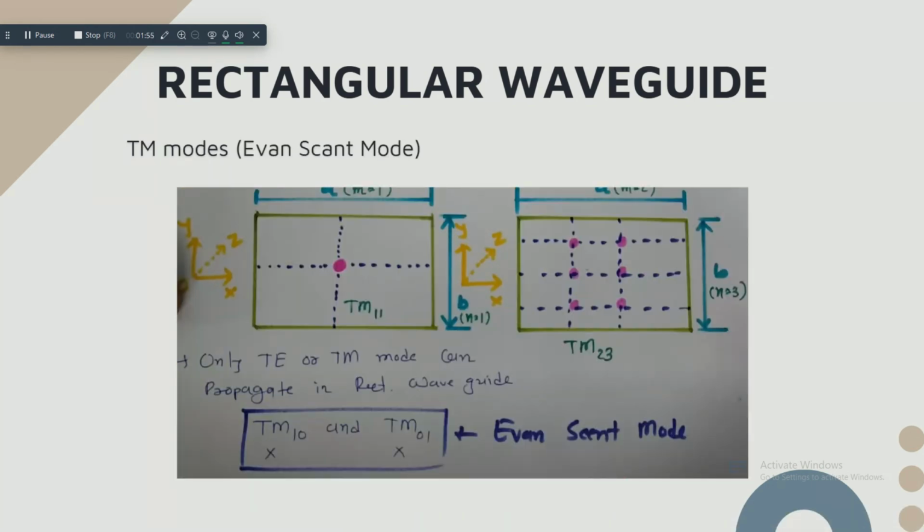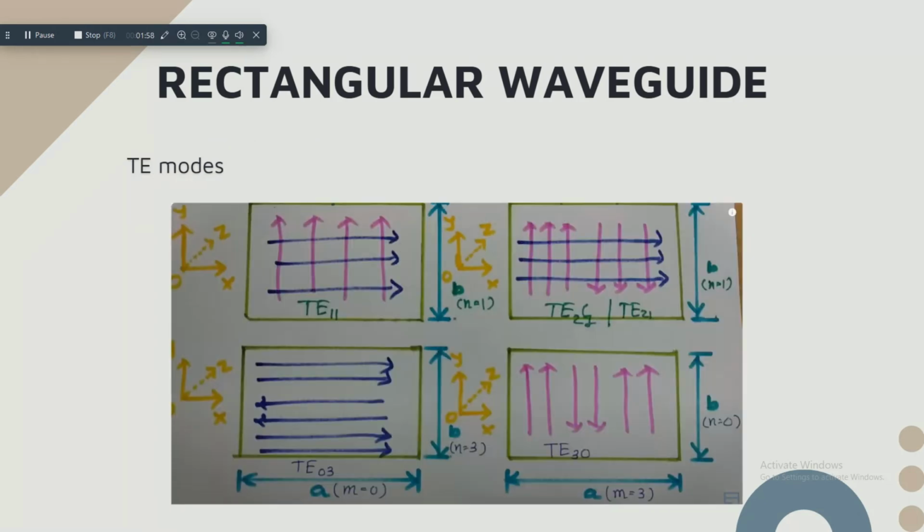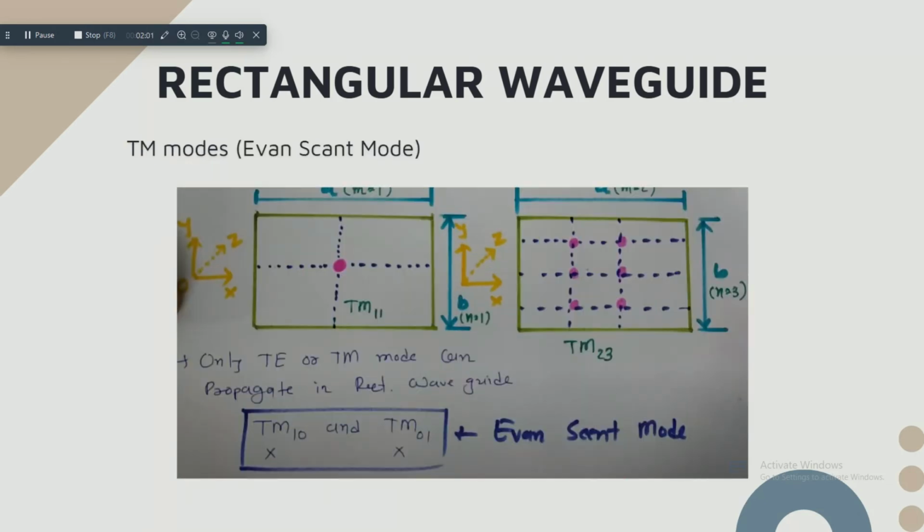Moving on to the TM modes. First, for TM mode, we can see that the rectangular waveguide is having one line trace with respect to A, and one line trace with respect to B, so it is a TM11 mode. Similarly, we can see that the rectangular waveguide is having 3 traces with respect to B and 2 traces with respect to A, so that is why it is a TM23 mode.